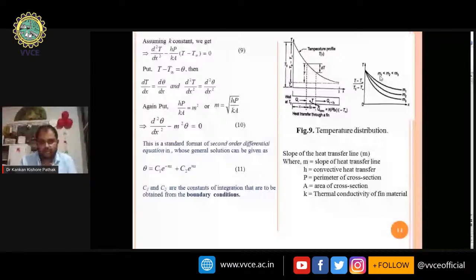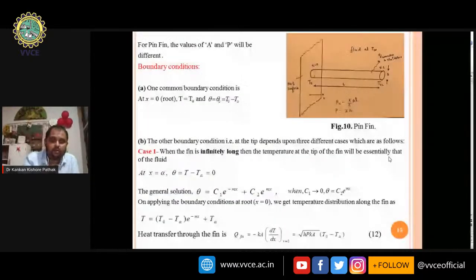Similarly, we have this h in this equation, where h is the convective heat transfer coefficient, P is the perimeter of the cross section, A is the area of cross section, and k is the conductivity of the fin. Now this is for a rectangular fin. For a pin fin also, the other parts are the same, only the difference is that the area and P will be different. That is, the cross sectional area will change and the perimeter will change.